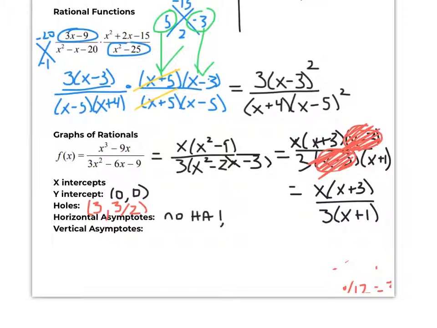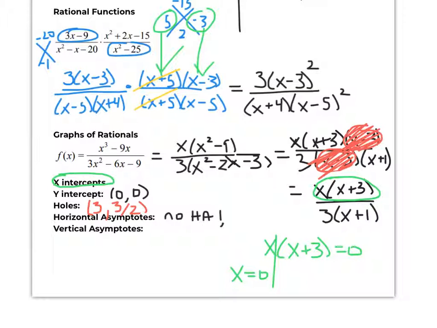And now I'm going to pay attention to what I have left. Whatever is left in the numerator equal to 0 gives x-intercepts, and whatever is left equal to 0 in the bottom is going to be a vertical asymptote. So x times x plus 3 equals 0. These are my x-intercepts. So x can be 0, or x can be negative 3. So I have two x-intercepts, 0 and negative 3.